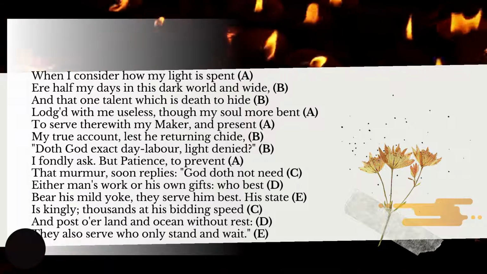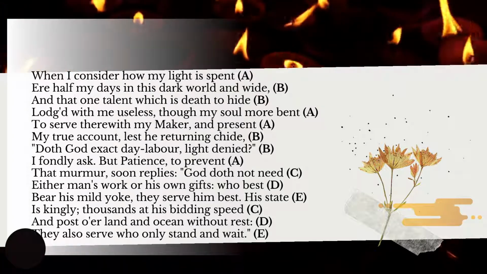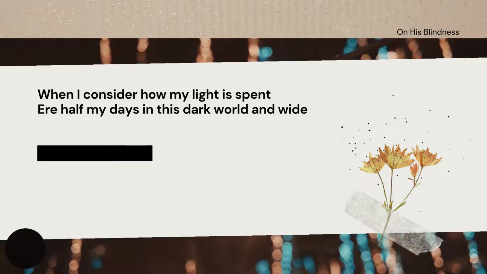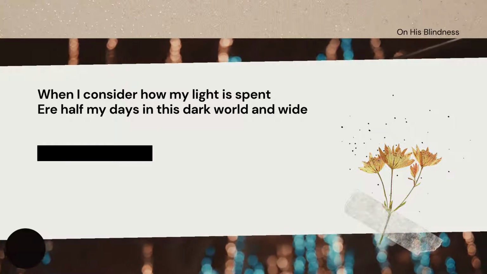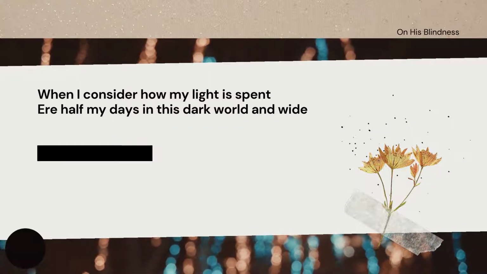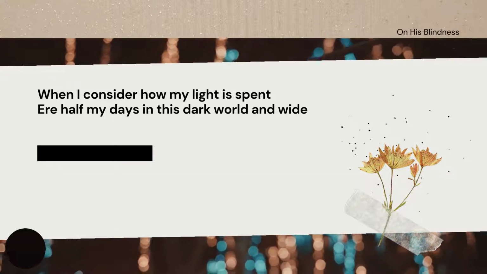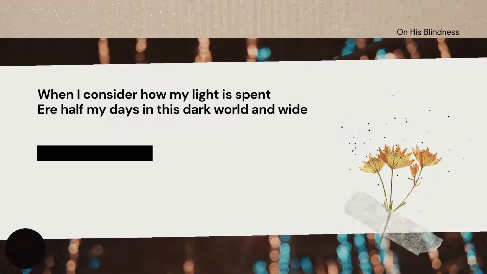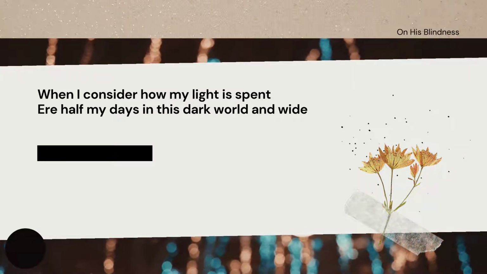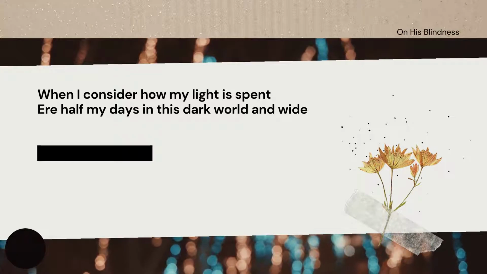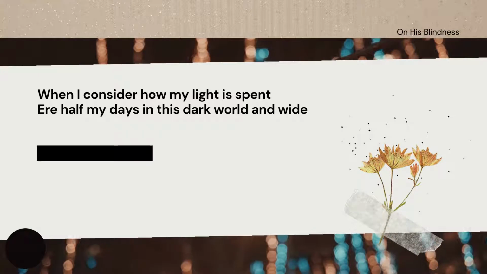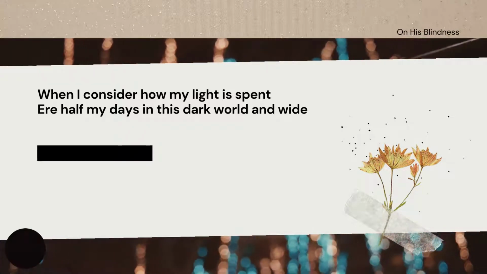Let's try to dissect each line, beginning with the first 2 lines. So, when I consider how my life is spent, ere half my days in this dark world and wide. In the first 8 lines, Milton asked God the reason for his blindness and the dilemma he is facing to serve him. And in the next 6 lines, Milton's inner self clears all of his confusion.